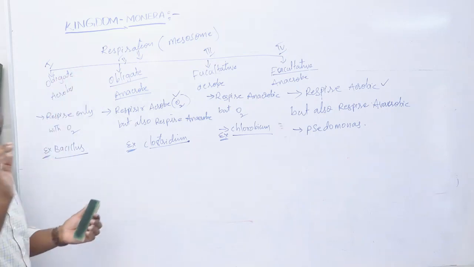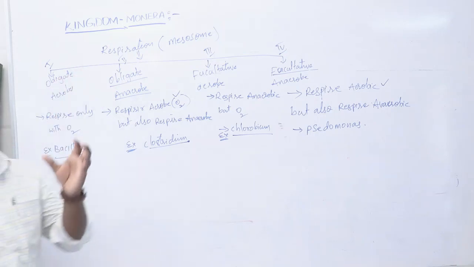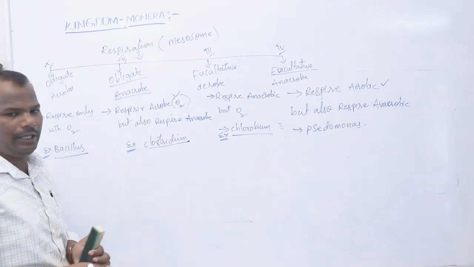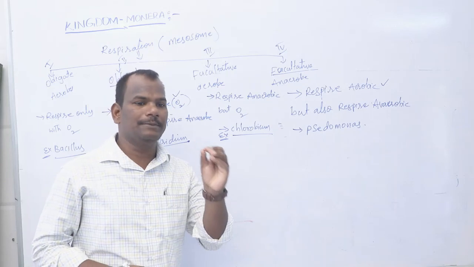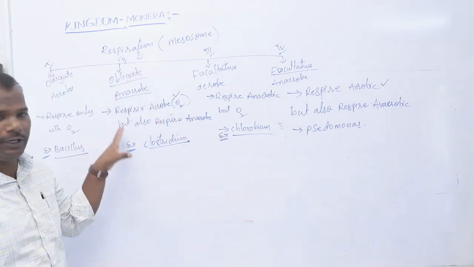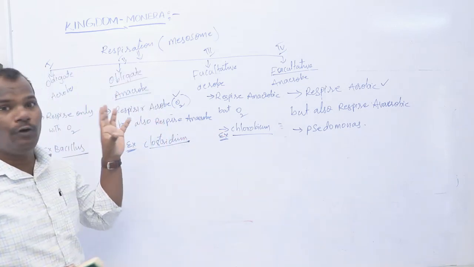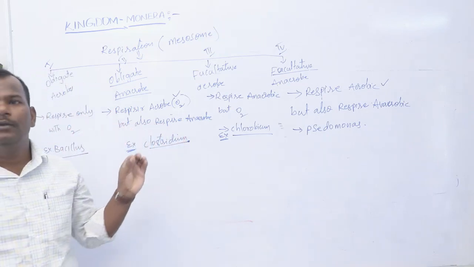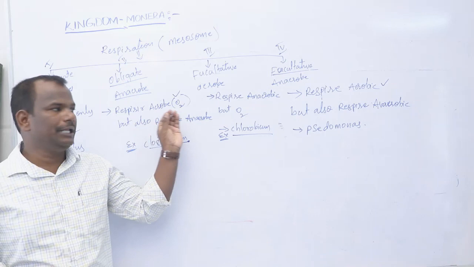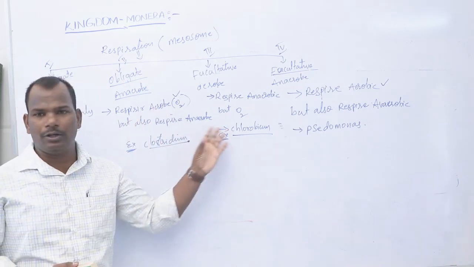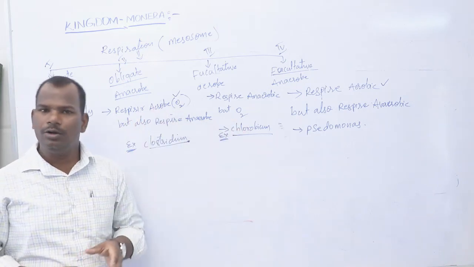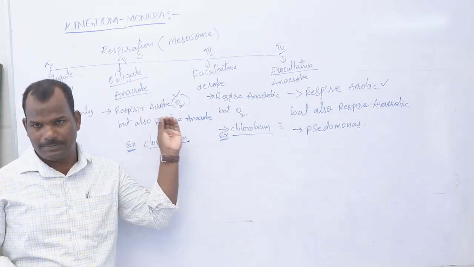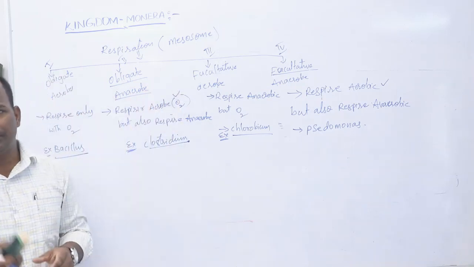So this is the respiration. Next another is the nutrition. In bacterial nutrition, it is majorly categorized into four types: photoautotrophic, photoheterotrophic, chemoautotrophic, and chemoheterotrophic. Then we will discuss respiration as well as nutrition.